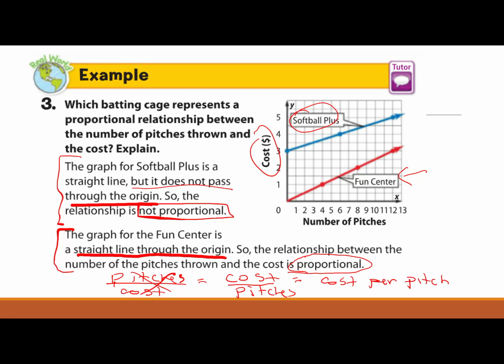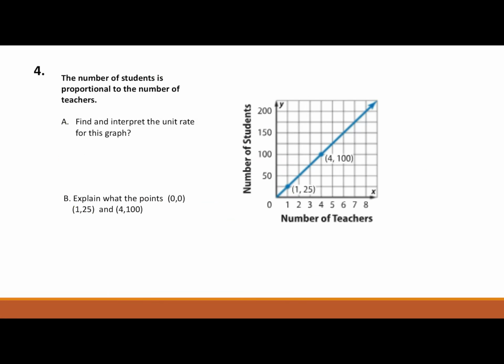So if you're going to the batting cage, it's going to give you the same number of balls to swing at. It's going to cost the same amount for each ball that you're swinging at. All right. Hopefully you understood that one. Let's move on to our last one. The number of students is proportional. Notice this relationship is proportional. The number of students is proportional to the number of teachers. So that means that each teacher has the same number of students. We know this because this is a straight line that goes through the origin.